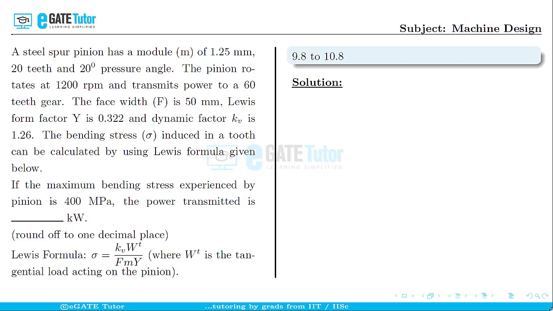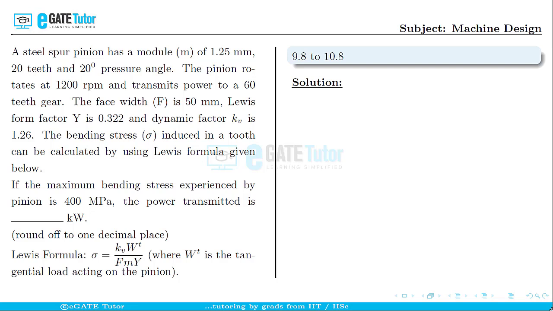The bending stress sigma induced in a tooth can be calculated by using the Lewis formula given below. If the maximum bending stress experienced by the pinion is 400 megapascal, the power transmitted is dash kilowatts. So this is a numerical answer type question where we need to round off the solution to one decimal place. The Lewis formula is given as sigma is equal to kV Wt by F m Y, where Wt is the tangential load acting on the pinion. The accepted answer range for this question is 9.8 to 10.8.